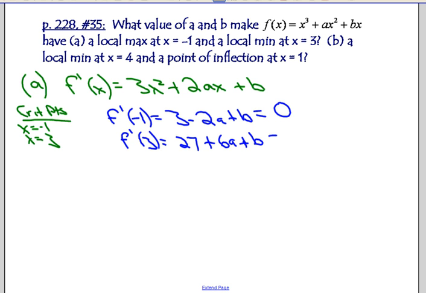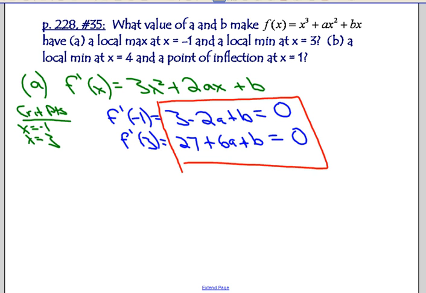And if we look at this, we have two equations, two unknowns. We can solve this. So we're looking now at these two equations right here. And again, how do we get those equations? Well, we knew there's a max and a min at -1 and 3. For a max and min to occur, they need to be critical points. And a critical point is where your derivative is 0 or undefined. And it's a polynomial, so we knew the derivative had to be 0.